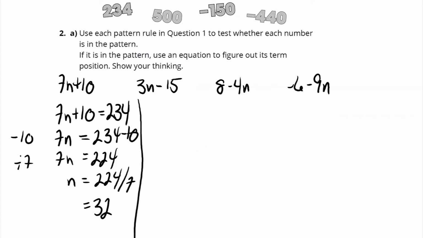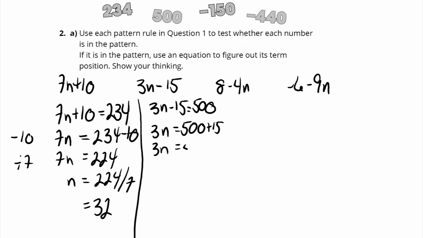Now for fun, we'll choose a different number here, 500. Let's see if 500 works in the 3n minus 15. Using the same approach, 3n minus 15 is equal to 500. Then we're going to add 15 to both sides to get rid of this. So we end up with 3n is equal to 500 plus 15. So 3n is equal to 515. So n is equal to 515 divided by 3.